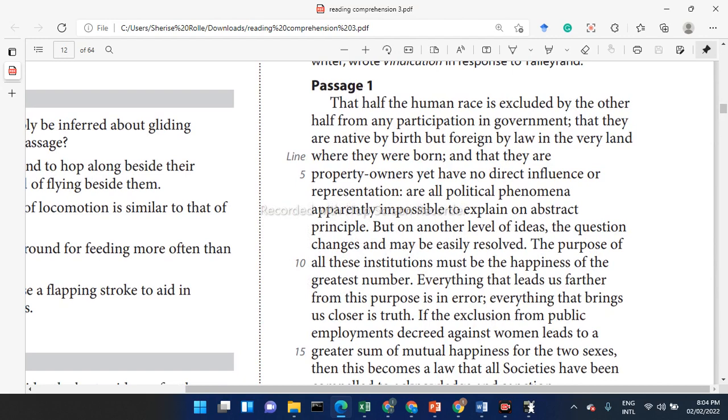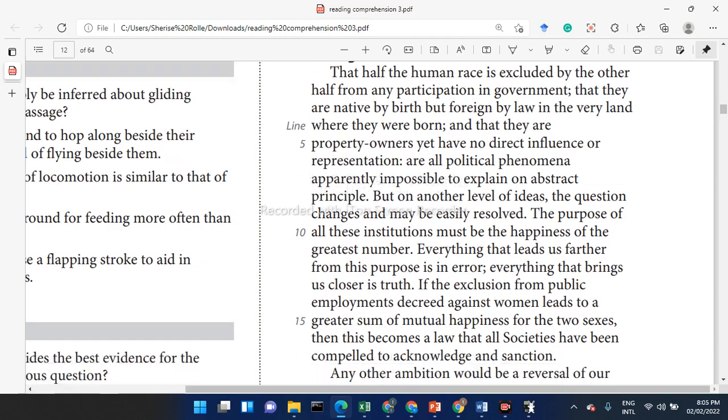Passage 1. That half the human race is excluded by the other half from any participation in government, that they are native by birth, but foreign by law in the very land where they were born, and that they are property owners, yet have no direct influence or representation, are all public phenomena apparently impossible to explain on abstract principle. But on another level of ideas, the question changes and may be easily resolved.